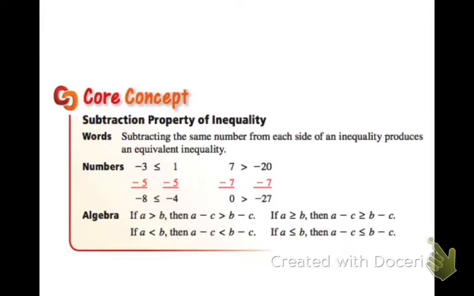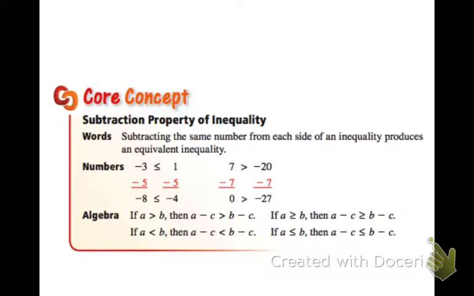So now we have the subtraction property. Subtracting the same number from each side produces an equivalent inequality. -3 minus 5 is -8. 1 minus 5 is -4. -8 is less than or equal to -4, just like -3 is less than or equal to +1.